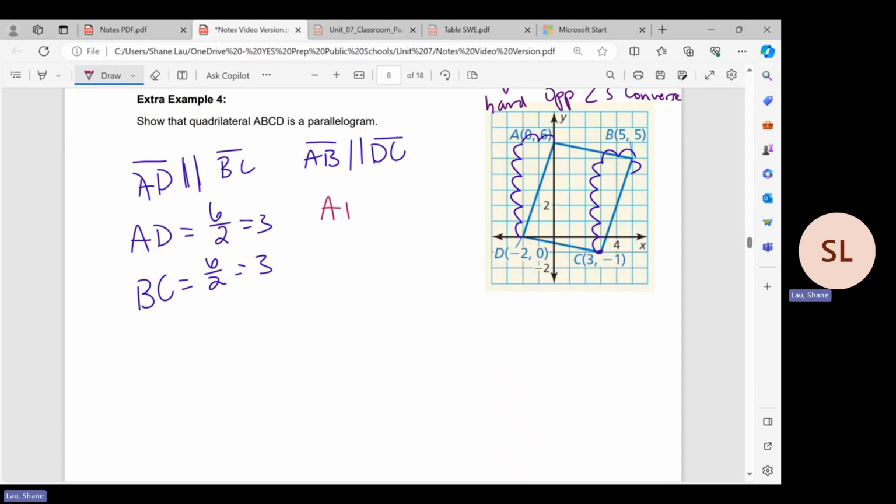Looking for AB and DC. We'll start off with AB. Down 1 unit. 1, 2, 3, 4, 5. So down means negative. And we went 5 over.